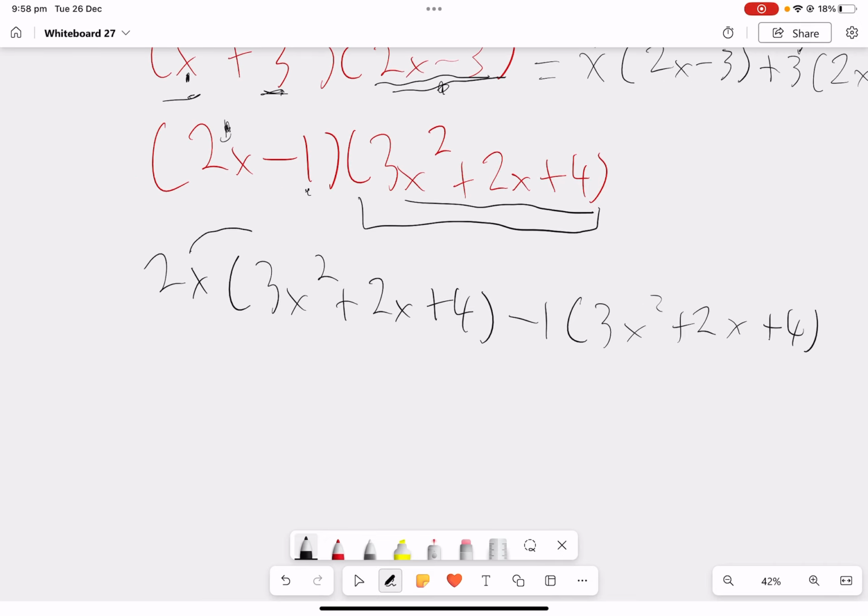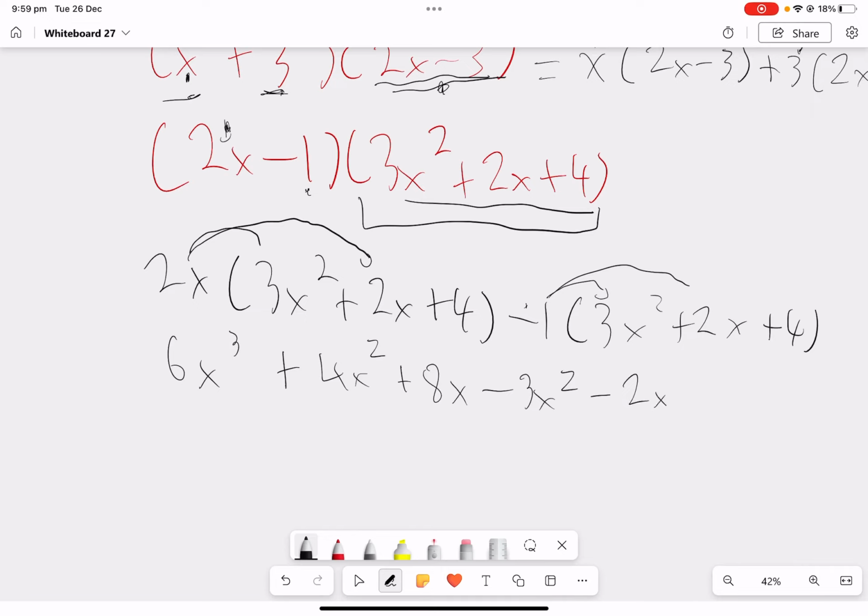So 2x being multiplied by 3x squared is 6x cubed, plus 2x being multiplied by 2x is 4x squared, plus 2x times 4 is 8x. Then we move on to this one. Minus 1 being multiplied by 3x squared is just negative 3x squared. Negative 1 being multiplied by 2x is just minus 2x. Then negative 1 being multiplied by the positive 4 is just negative 4.